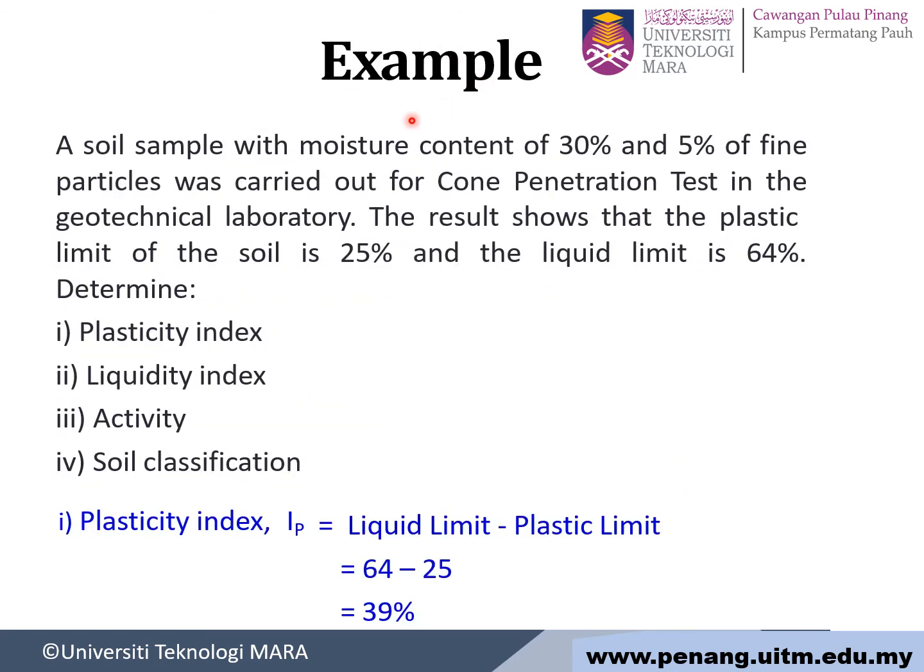Alright, so you may refer to this example. You have the moisture content of 30% and 5% of the fine particle was carried out for cone penetration tests in the geotechnical laboratory. The results show the plastic limit of the soil is 25% and the liquid limit is 64%. So you have to determine the plasticity index, liquidity index, activity, and soil classification. So you have to do it by yourself, and then you have to refer to the equation that we already provided for you before, right?